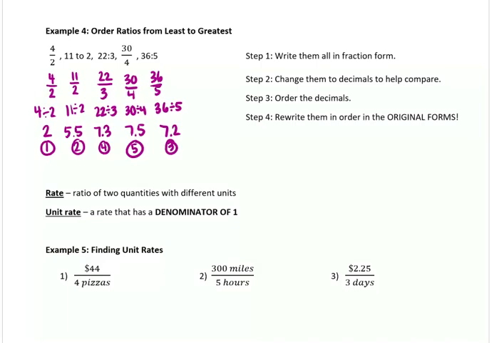And you'll notice that last step says rewrite them in the original forms. We don't want to leave them in this decimal form. So the first one was this 2, but its original ratio was 4 over 2. The next one is 5.5. Its original ratio was 11 to 2. Next came this 7.2. That was 36 to 5. We then have this 22 to 3. And lastly, the 30 over 4.